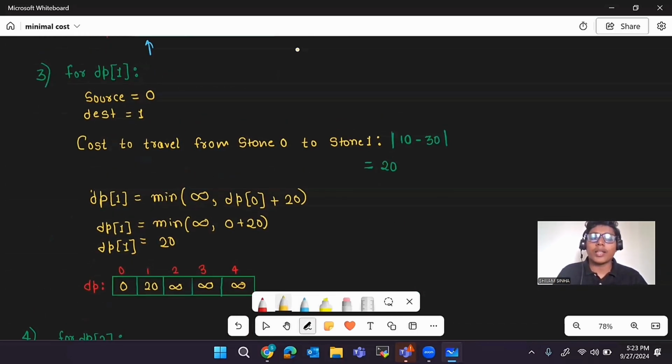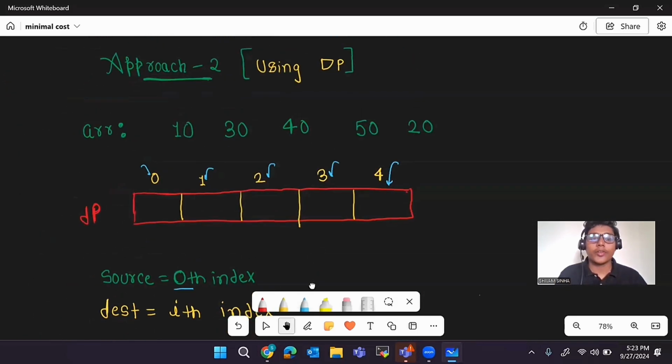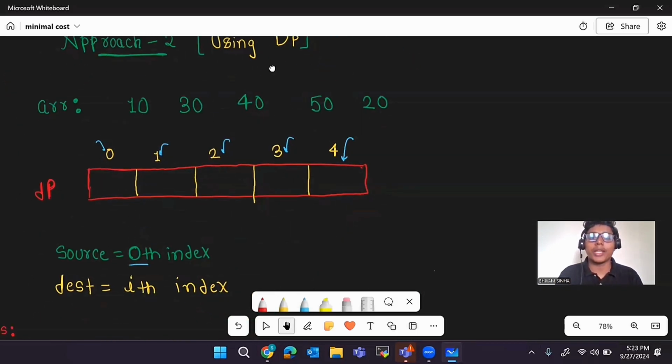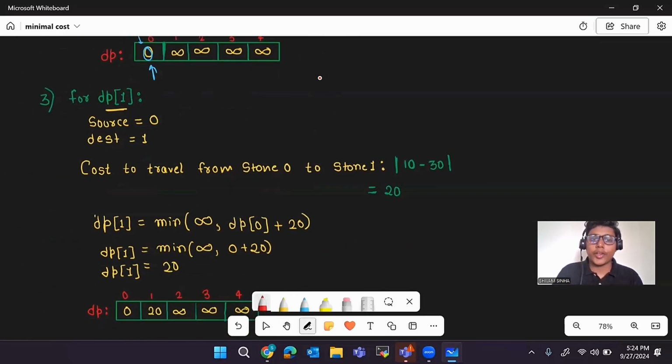Basically, if you want to fill the first index of the array, let me take the input here. So your input is 10, 30, 40, 50 and 20, right? So let me write it down here. And your key value is 3. So basically your source is 0, right? The 0th index we are starting from, and we want to go to the first index of the array, which is 30. If I am starting from here, I want to go to here.